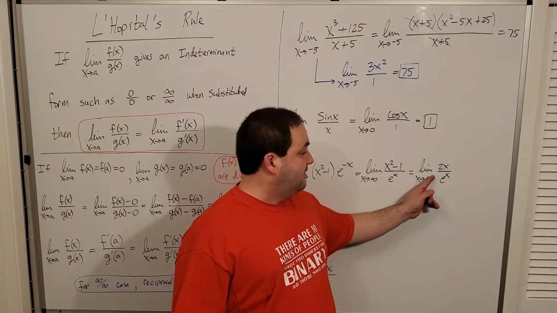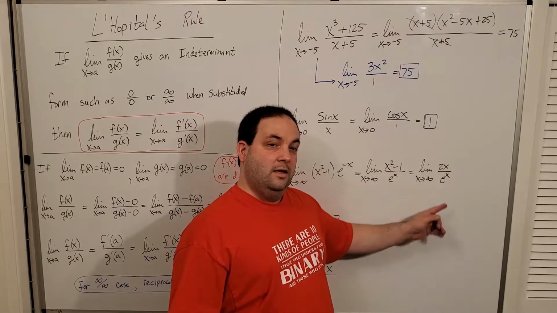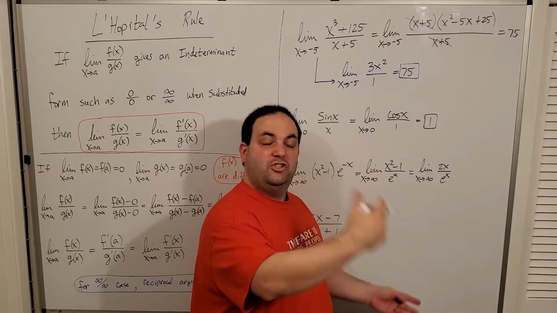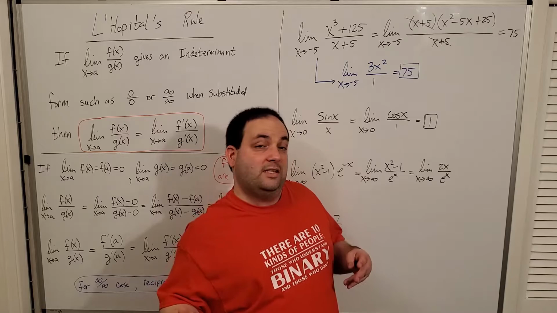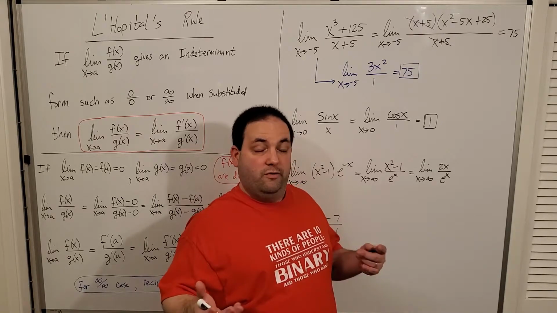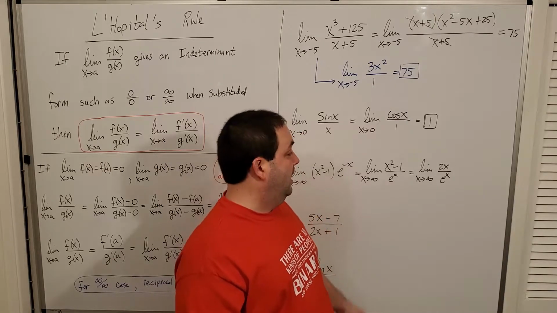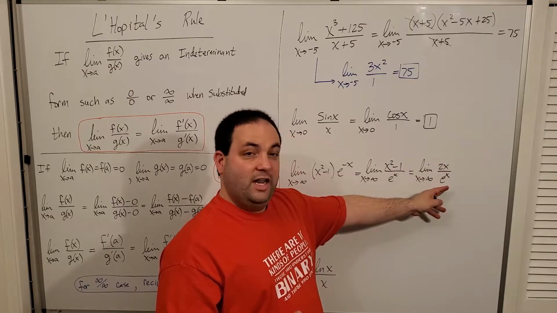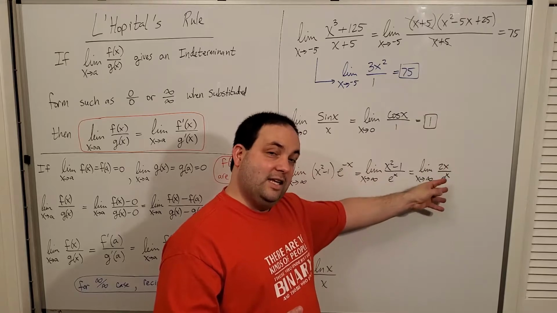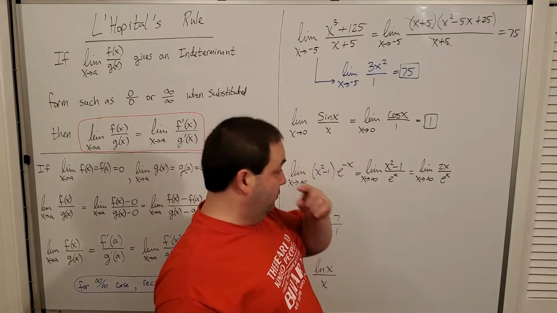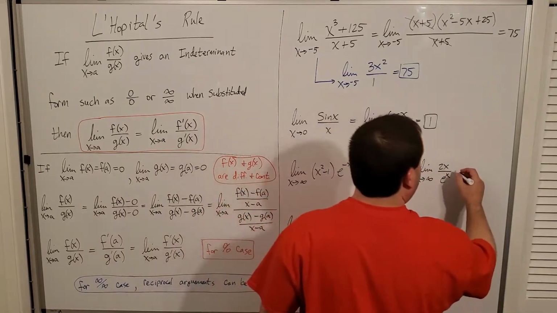Notice I'm still getting infinity over infinity. Guess what? L'Hopital's rule can keep chugging until you get to either a form that's not usable, like 0 over infinity or something, or until you can figure out the answer. So infinity over infinity, I still have a limit that's indeterminate with infinity over infinity, so it still falls in the L'Hopital's rule category. Do it again.